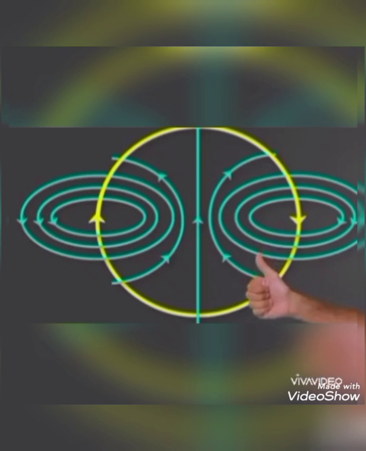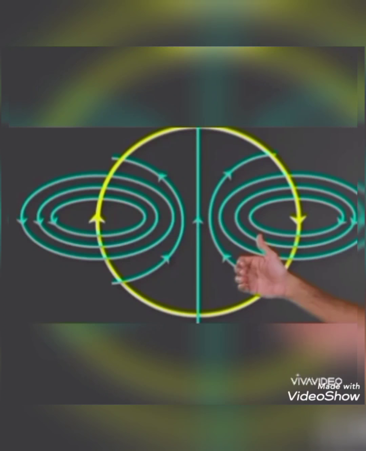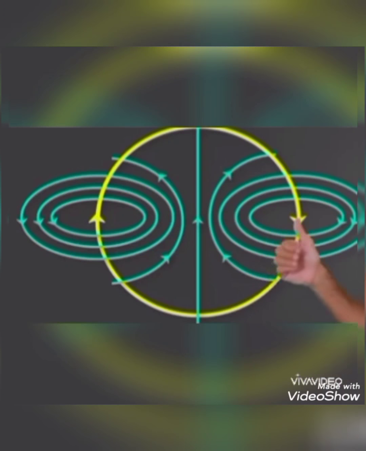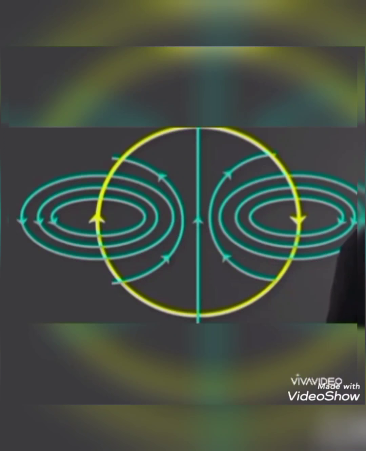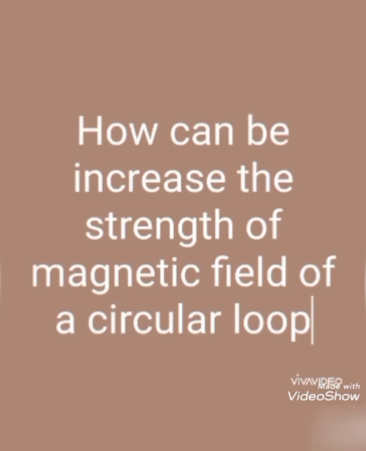As you can see, the magnetic field lines of the circular loop have the same direction at the center of the loop. So, all the magnetic field lines will add up at the center of the loop, and the magnetic field becomes stronger at the center of the loop.